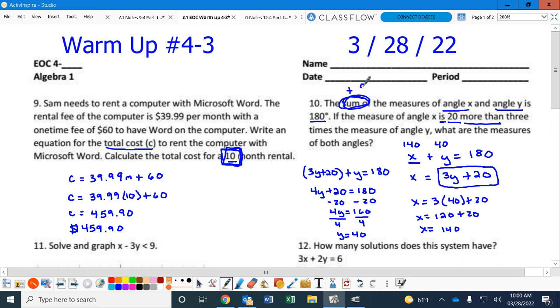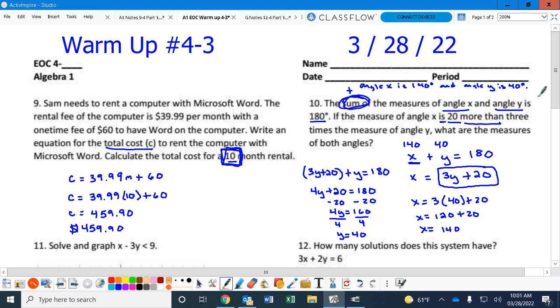So angle x is 140 degrees and angle y is 40 degrees.